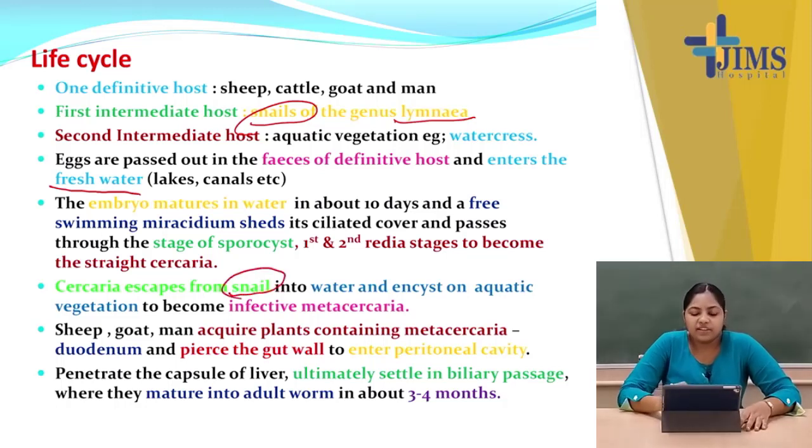Now this cercaria escapes from the snail, that is the first intermediate host, and then on the water and aquatic vegetation it becomes the infective metacercaria. If these plants with metacercariae present in the aquatic environment are consumed by the definite host like sheep, goat or man, the metacercariae enter into the duodenum, that is the intestine, pass through the gut wall and enter the peritoneal cavity. From there they penetrate the capsule of the liver, ultimately settle in the biliary tract and mature into adult worms, which produce eggs again within 3 to 4 months.